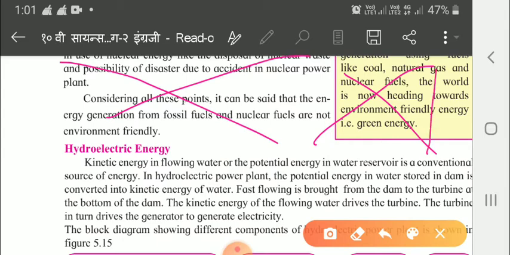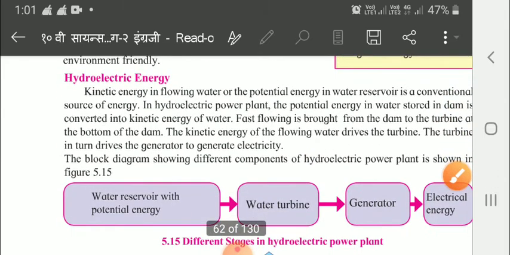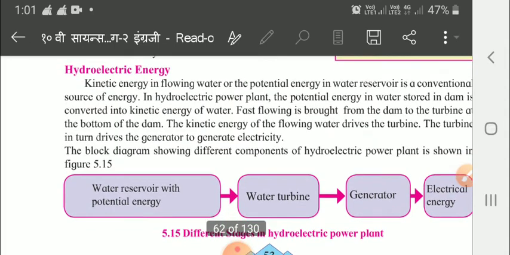So children, we will start from here now. Hydroelectric energy, from this topic we will start now.